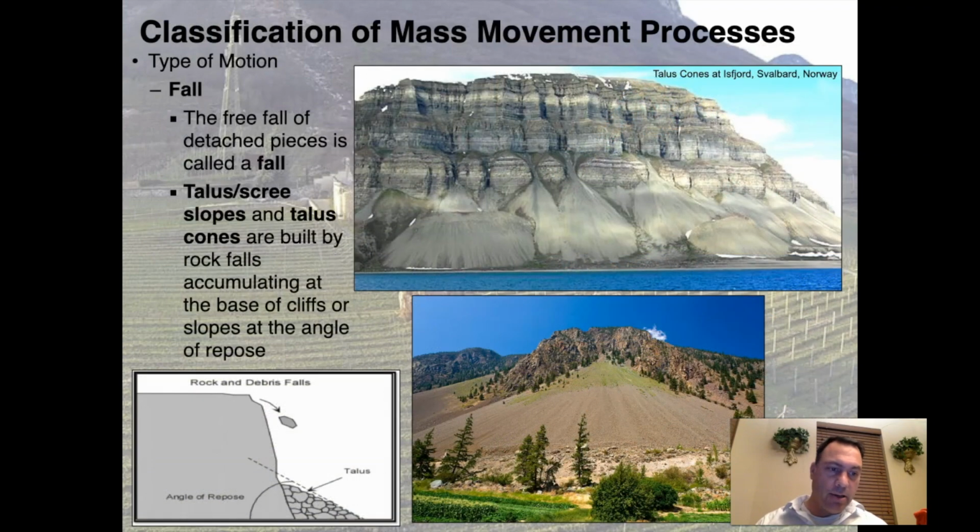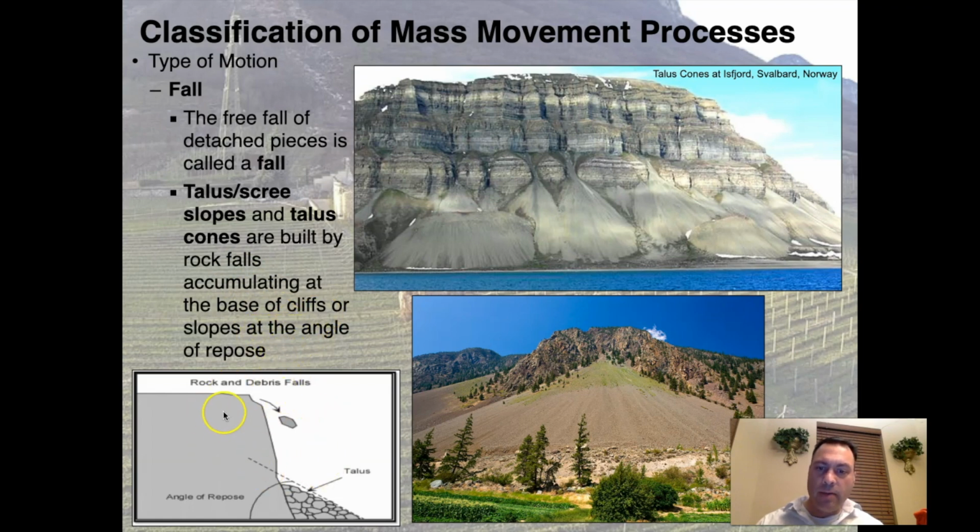All right, so let's get into the types of motion now that we've talked about talus and scree, because those will be terms I'm going to be using a few times in these next couple of slides. So a fall is the free fall of detached pieces of rock, and that's called a fall. Okay, so talus and scree slopes and talus cones, so here we see talus cones in Norway, are built by rock falls accumulating at the base of cliffs or slopes at the angle of repose.